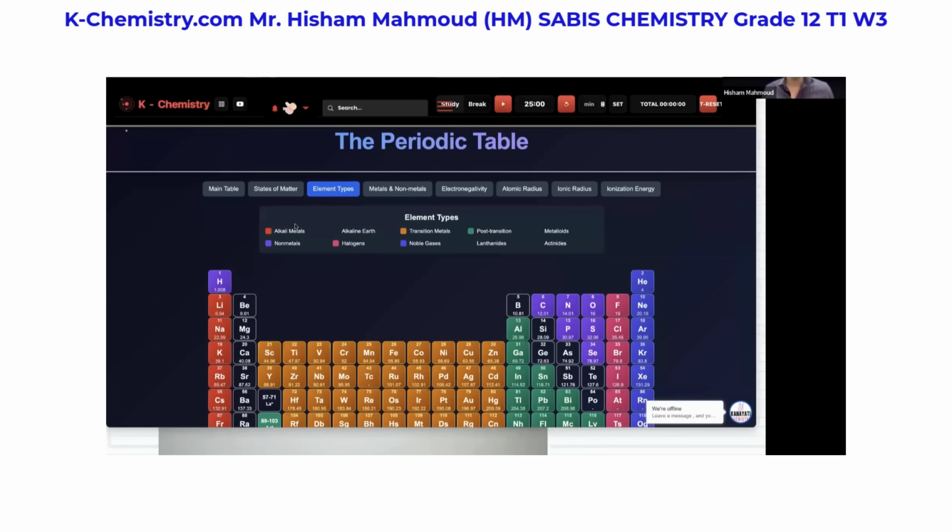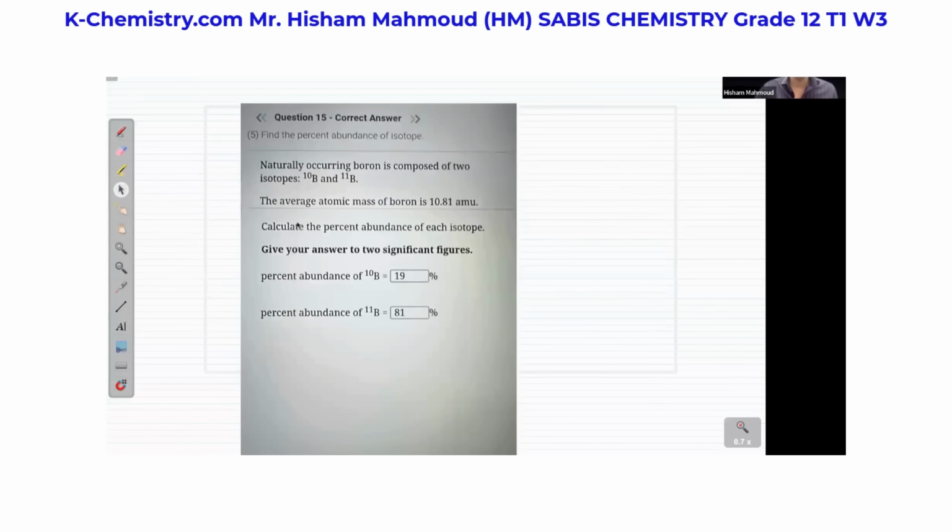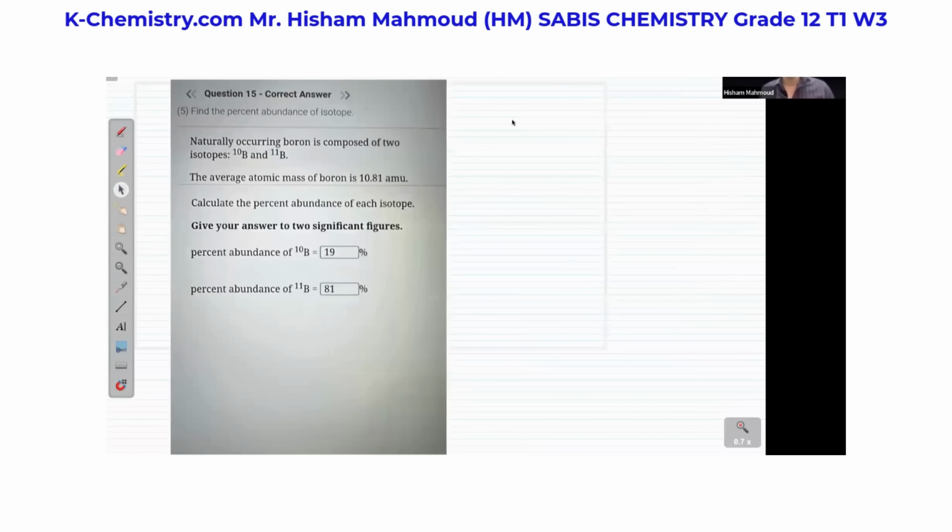In this question, naturally occurring boron is composed of two isotopes, boron 10 and boron 11. What is the average atomic mass of boron? Mister, that's very easy. If you want to calculate the percent abundance for each, you just have to make the equation that we all know. The average is 10.81. That should be equal to the abundance of the first one, which I don't know, so that's why it's called X, multiplied by the mass, which I know is 10. So 10X plus, yeah, that was the first isotope. What is the second isotope? It is 11 AMU.